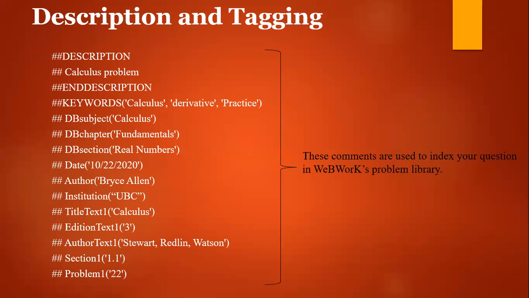There are also keywords. There's a subject, chapter, section, even a date, the author, the institution that the author belongs to, even the information about the textbook. And you might be wondering what this is for. Later on, we're going to get into something called the Open Problem Library. When you choose to upload a problem to this Open Problem Library, it uses what you've put into this section to index the problem and to categorize it, essentially. So it puts it into a specific spot based on how you've indexed your question.